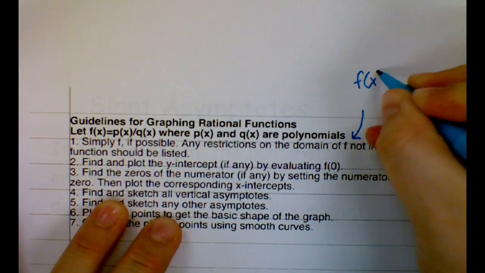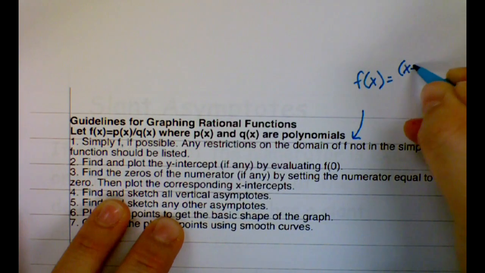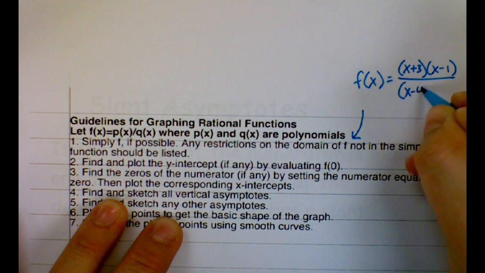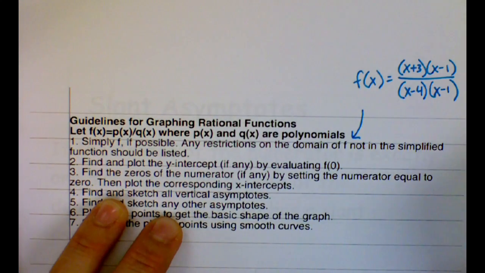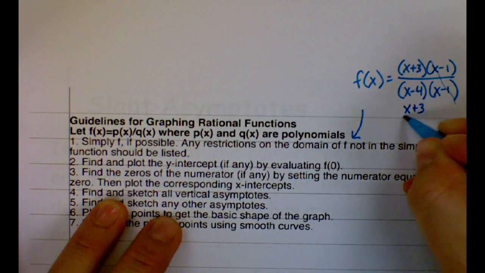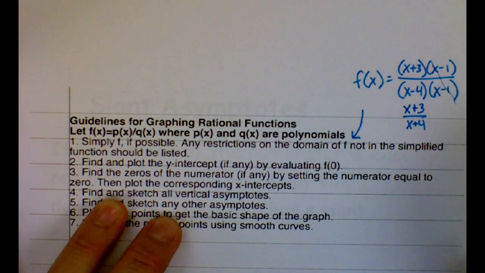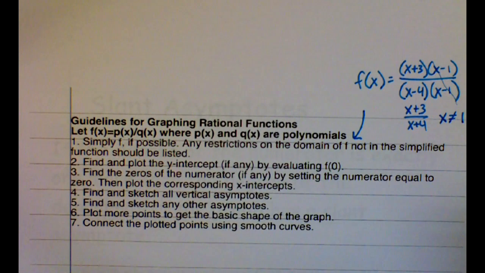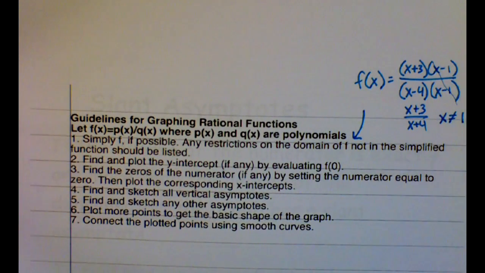So like, if my function is x plus 3 times x minus 1 over x minus 4 times x minus 1, we talked about how we can cancel these out, right? Gives me x plus 3 over x minus 4. But it's very important to remember that x still cannot equal 1. That's going to give you a little hole in the graph. We won't see many of those, but just know x still can't be 1.